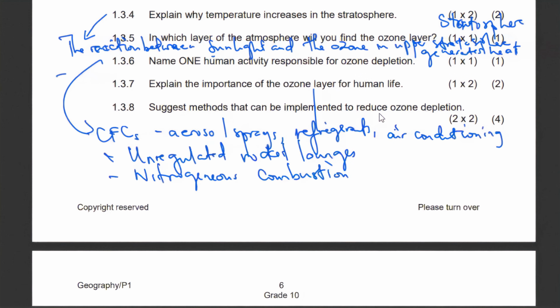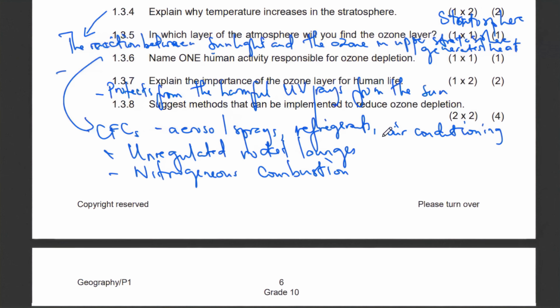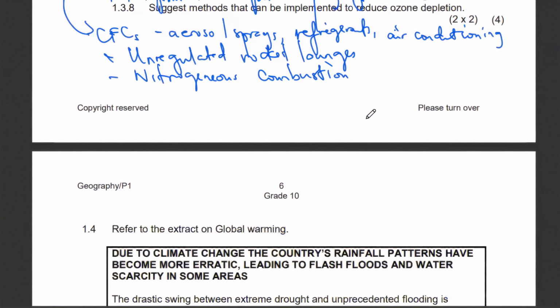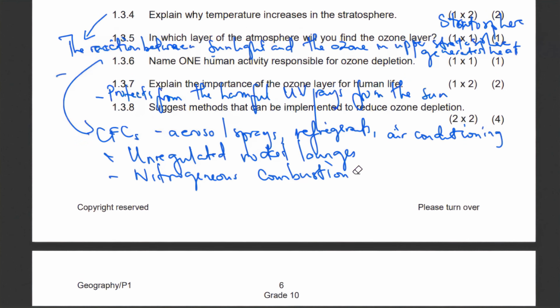Right, explain the importance of the ozone layer. The ozone layer ultimately protects life from the harmful UV rays from the sun. So the ultraviolet rays from the sun, which are equally harmful, are shielded from getting to cause harm on the Earth's surface by the ozone layer. That's the importance of the ozone layer. It protects us from harmful ultraviolet rays coming from the sun.